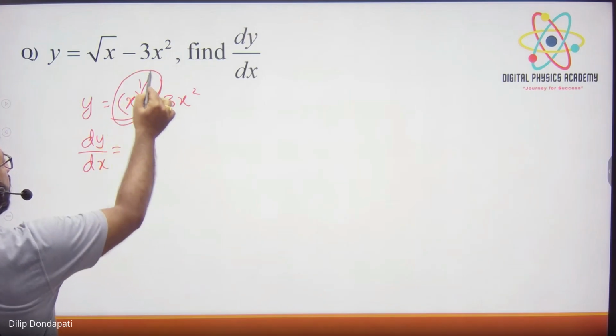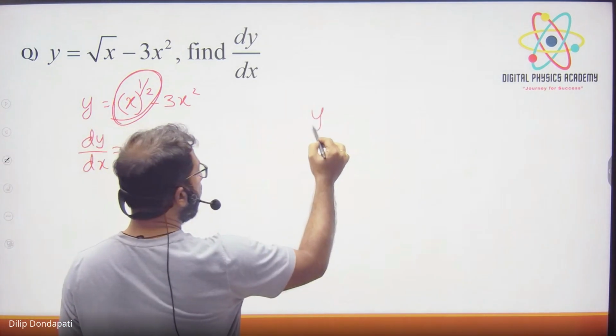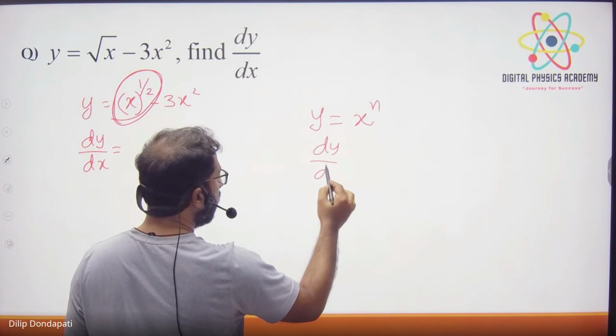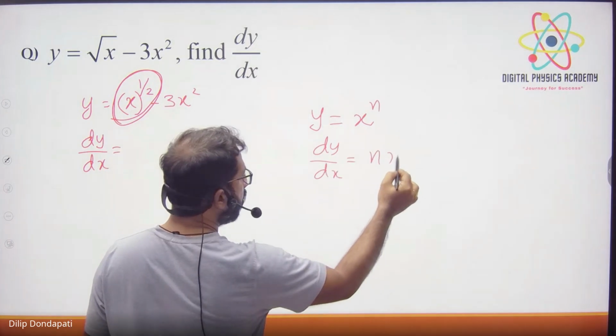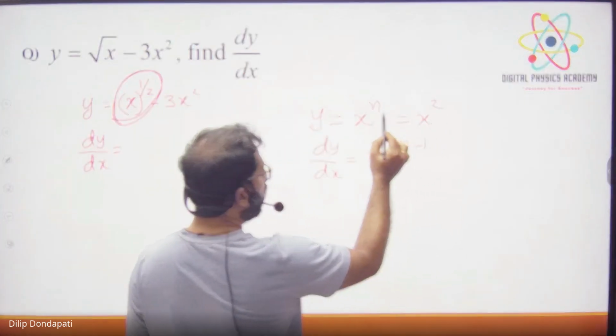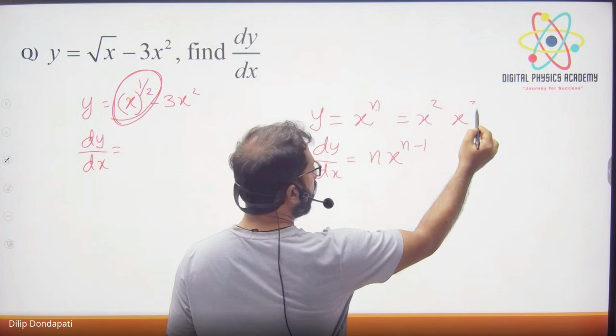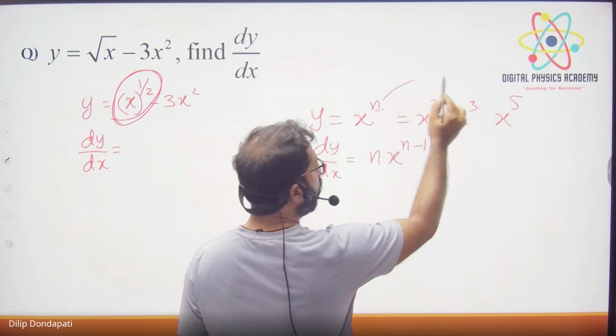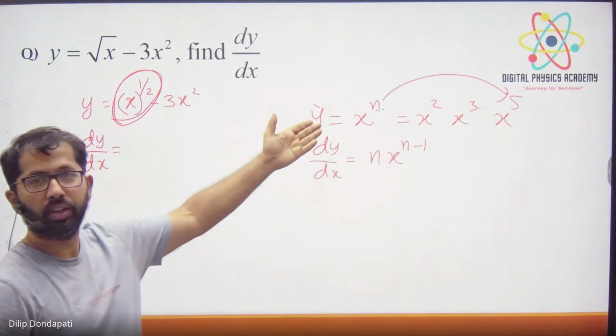Minus 3. You tell me, in this power. You are saying y is equal to x power n. What is dy by dx? It will be n into x power n minus 1, right? Compare: if I give x square, n is 2. If I give x cube, n is 3. If I give x power 5, n is 5. You have to identify n.